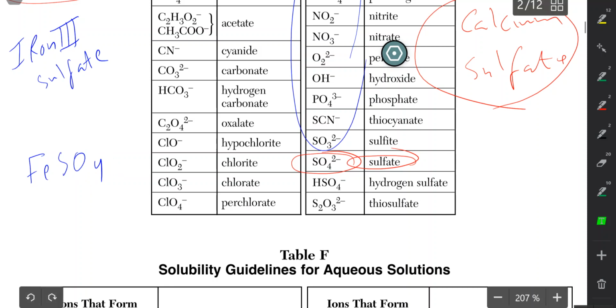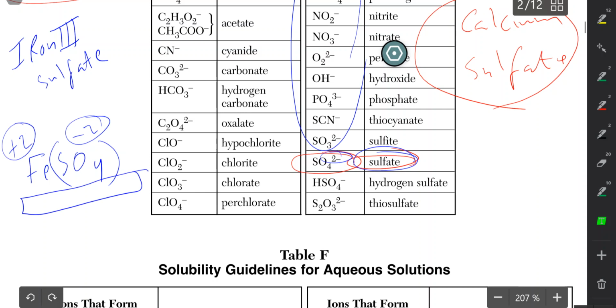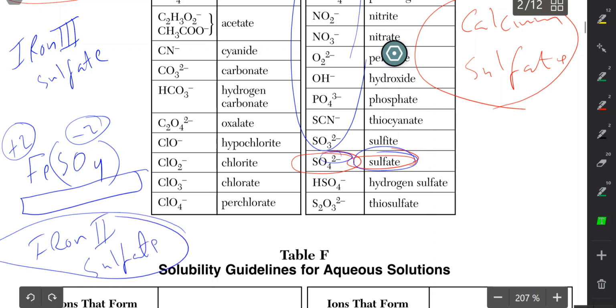So what you do is you look at sulfate. The charge of sulfate is -2. Therefore, if sulfate is -2, that means Fe had to be +2 in order for me to get no subscripts here. Okay, so this name would be iron 2 sulfate. That's pretty much it. Iron 2 sulfate. That would be the name of that.